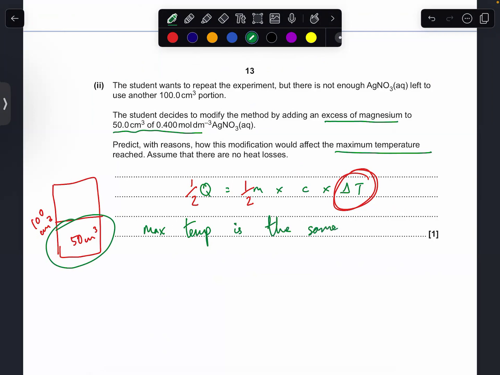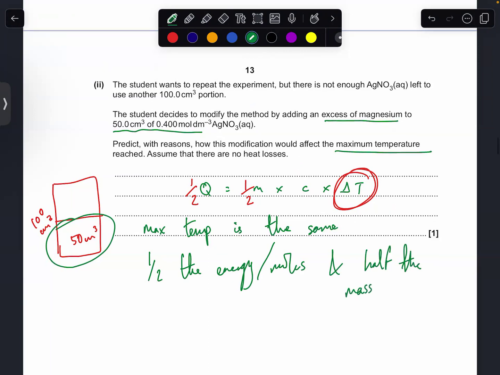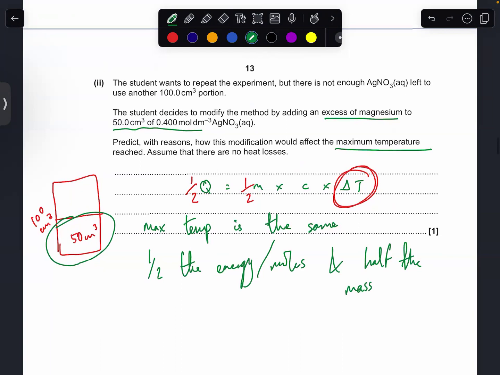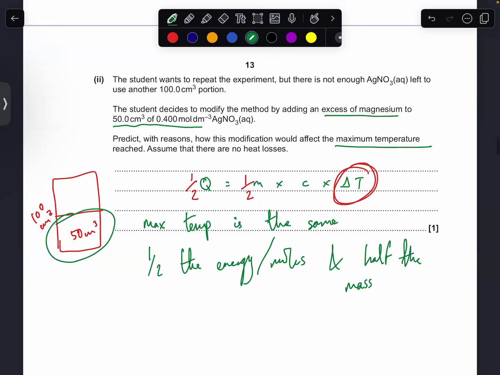Max temperature is the same because you've got half the energy or moles, and half the mass of the volume. Yep.